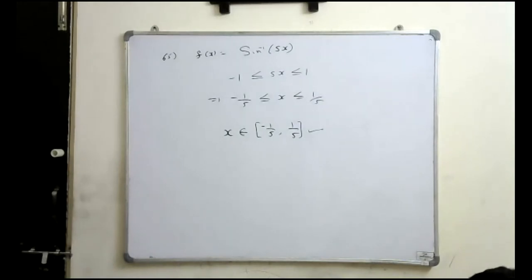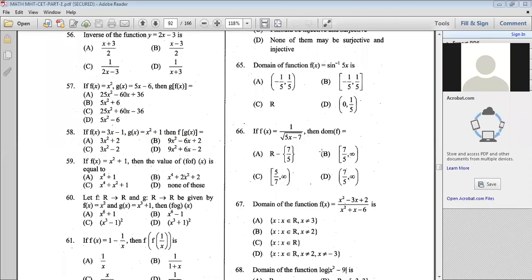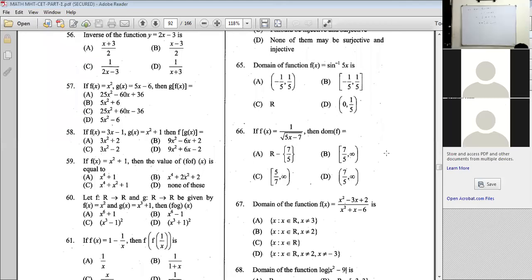Okay, sir? Yes, sir. Yes. Condition, bracket. Next, look at the 66th problem. f of x is equal to 1 upon under root of 5x minus 7. So what is the domain of this f?